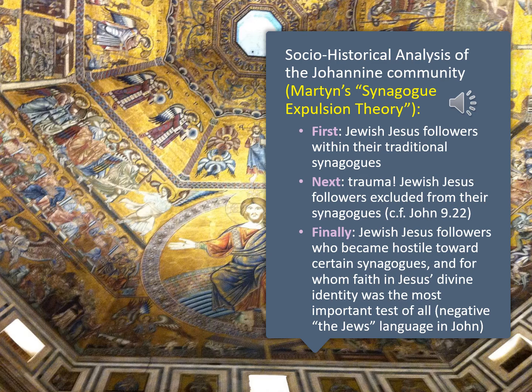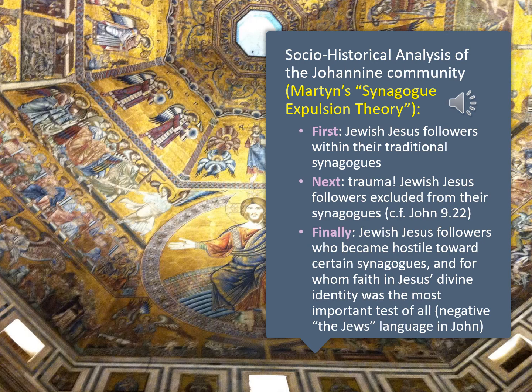So if you have some of your fellow Jesus followers, some of your fellow Jews in your synagogue who follow Jesus, who start to say Jesus is God, then obviously this is going to be a huge problem and an issue. Which leads us to stage 3, which caused the trauma that is evident in the Gospel of John. Jewish Jesus followers became hostile towards synagogues like this that had kicked them out or chastised them. And for these people, faith in Jesus as being somehow divine was more important to them than staying within their community of Judaism.